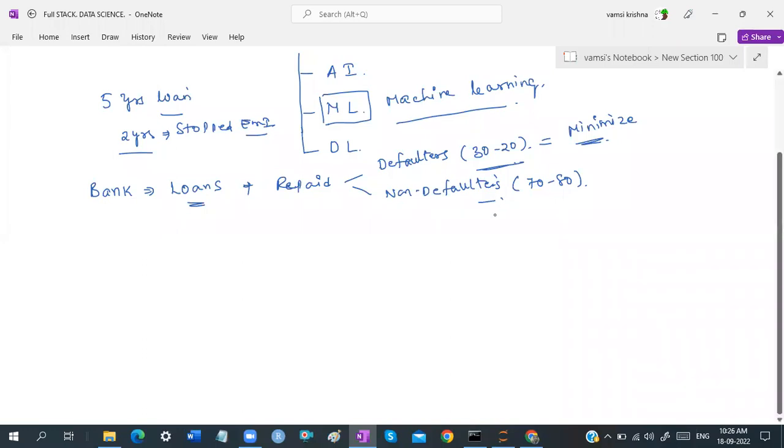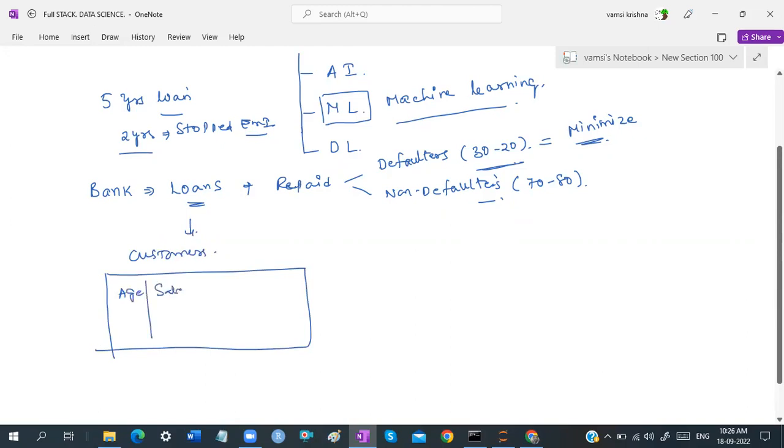So this problem was given to the business users, and they came up with a solution. We already have the past customers' data, and we already know their status. We already have their information, like their ages, their salaries, how much loan amount they have taken, for what purpose they have taken the loan, what the duration of the loan is, etc., and what the status is.